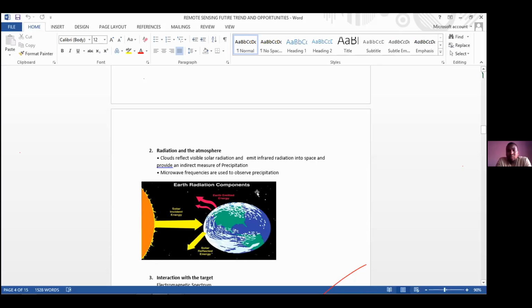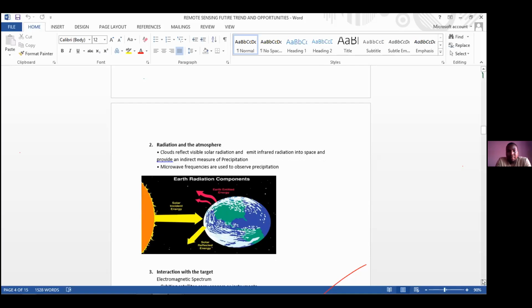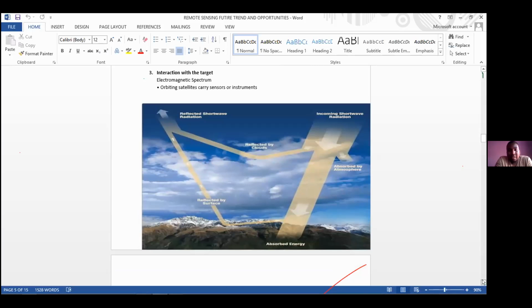Then we have the third stage, which is the interaction with the target. So let's look at the interaction with the target. Here is a diagram illustrating what I was saying. So we have incoming radiation from the sun here, and once we have incoming radiation from the sun, it's reflected.